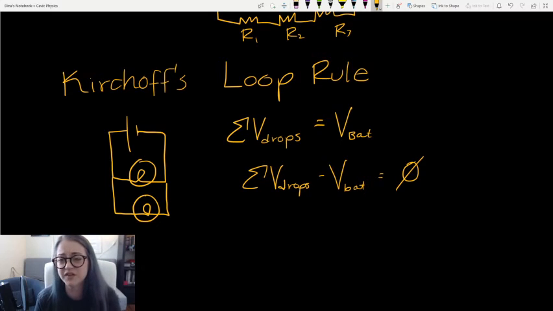Basically, this is a conservation of energy. Remember that voltage is our electric potential energy per charge. So this says that we can't have more voltage than the battery is supplying. So what do I mean by a loop? Well, we can make a complete path all the way around the circuit here.